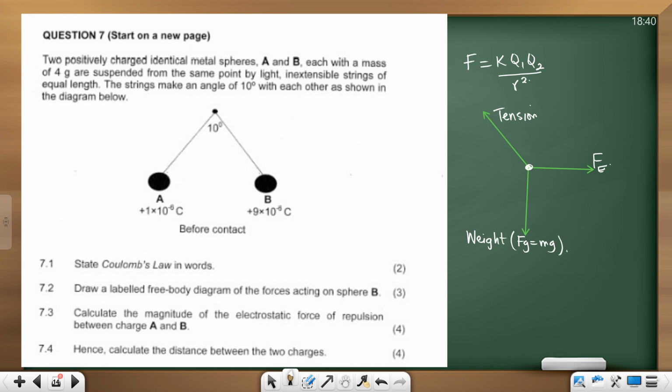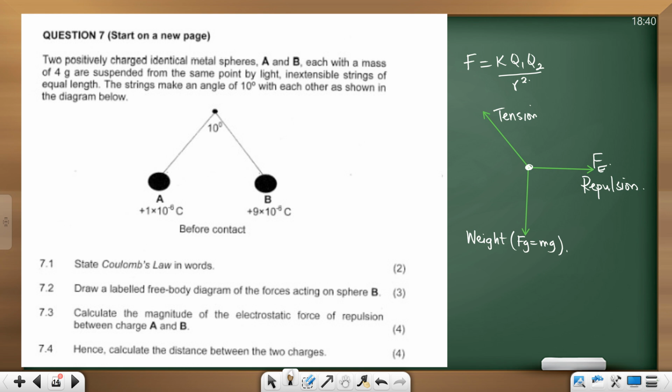That's your free body diagram. Please let me know if this free body diagram is okay. Why this way? It's repulsion. Please talk to me. Both of them are positive, so they repel each other. Free body diagram is key to everything in physics.